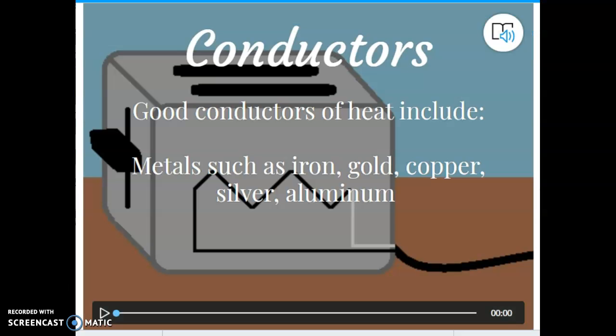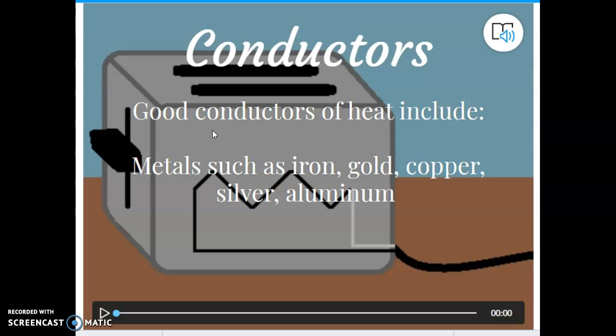Well, there's some examples of that. Iron, gold, copper, silver, aluminum. Notice this toaster in the background. I want heat to move through that very quickly. I don't want to put my bread in there and have to wait 6 weeks for it to make toast. I want it to do that quickly. That's why the wires inside that have electricity going through them are able to conduct heat very quickly, and it gets things hot very fast.